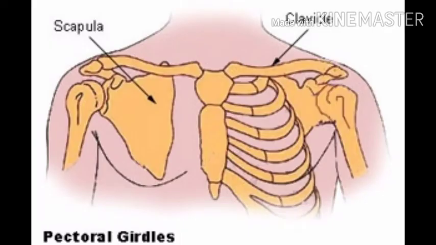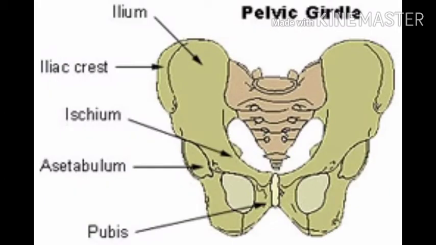This is the human pectoral girdle, a component of the appendicular skeleton. See the scapula bone, clavicle bone and sternum. This is the pelvic girdle of a human. Actually, it is composed of 2 bones. Each bone is composed of the fusion of 3 bones named ilium, ischium and pubis.